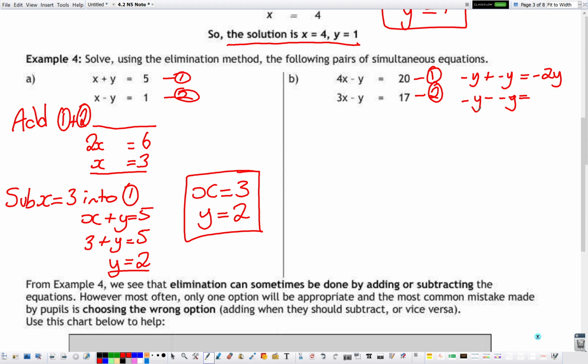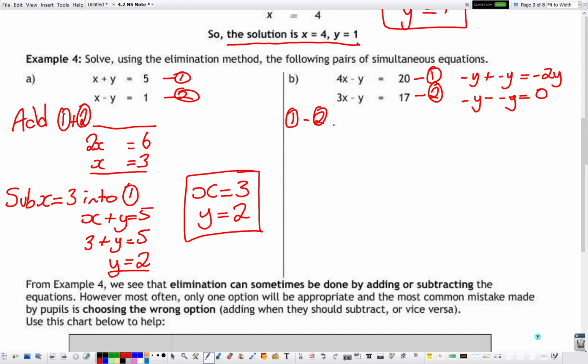That's going to be minus y. Remember, this stays as minus y, but this is going to change into a plus. So that's minus 1y plus y, minus 1 plus 1 is 0. So in order to eliminate the y's, I have to subtract the equations this time. So that is what we're going to have to do. We're going to subtract the bigger one from the smaller one, 1 take away 2.